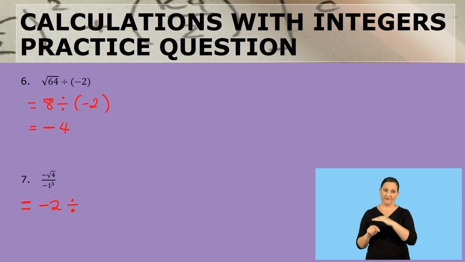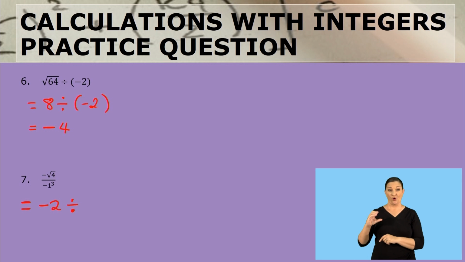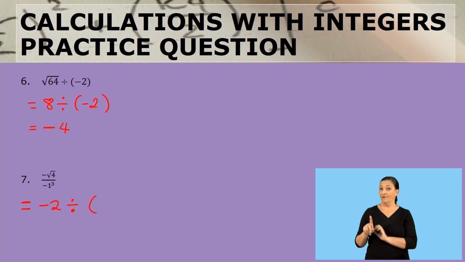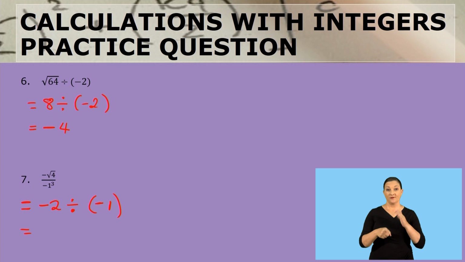And we are going to divide that by a negative 1 cubed. So remember, negative 1 cubed means that it's going to be a negative 1 multiplied by 1 multiplied by 1, which is still a negative 1. And because I am dividing two negative numbers, this means that my answer is going to be positive. So we know that from this expression, our answer is going to be positive.